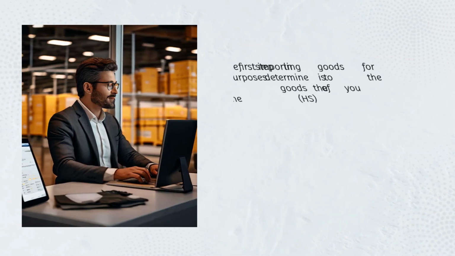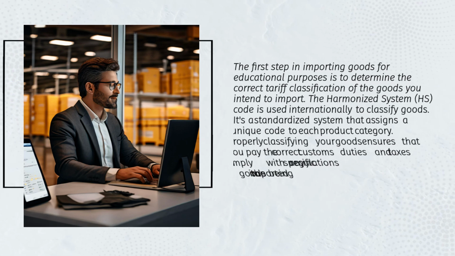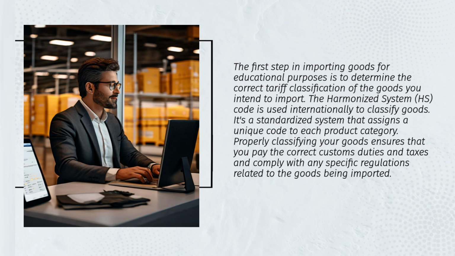The first step in importing goods for educational purposes is to determine the correct tariff classification of the goods you intend to import. The Harmonized System (HS) code is used internationally to classify goods. It's a standardized system that assigns a unique code to each product category. Properly classifying your goods ensures that you pay the correct customs duties and taxes and comply with any specific regulations related to the goods being imported.